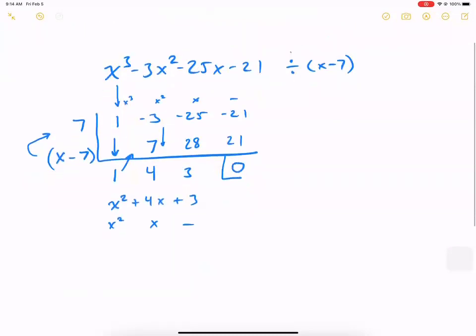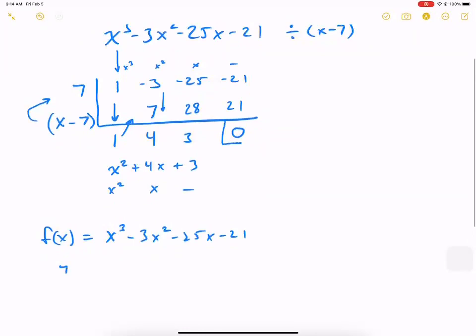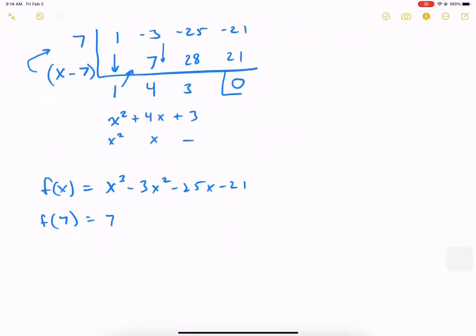What do I mean by evaluate a polynomial? If I said f of x equals x cubed minus 3x squared minus 25x minus 21, and what if I ask you to plug in 7, f of 7? Well, the way we would do this typically in Algebra 1, we would go ahead and substitute x for 7. 7 cubed minus 3 times 7 squared minus 25 times 7 minus 21. And some of you guys would be like, oh crap, this seems like a lot of work.